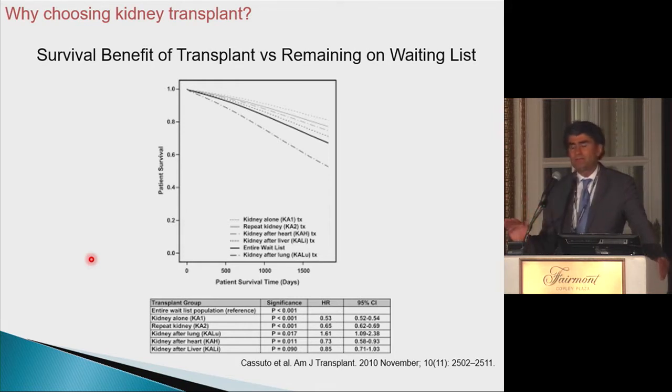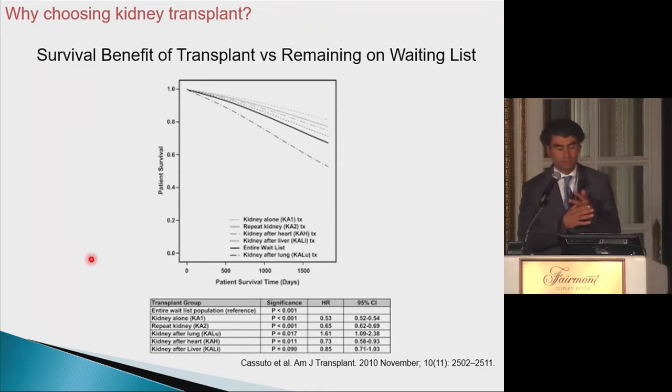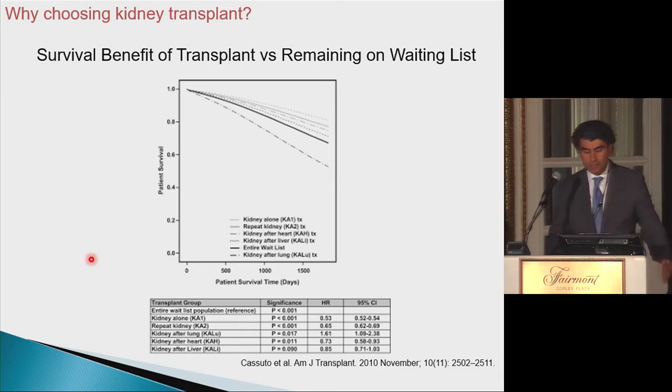Well, many studies so far showed a survival benefit of transplant compared to remaining on the dialysis list. I chose this study in particular. This is a Peter Abt group from UPenn, where they not only looked at patients receiving their first kidney transplant, but also looked at patients who received their second or third kidney transplant, patients who are receiving kidney transplant after heart, lung, or liver.